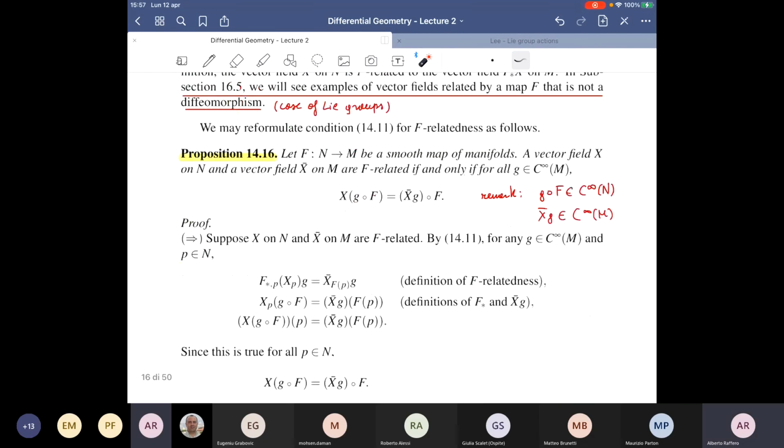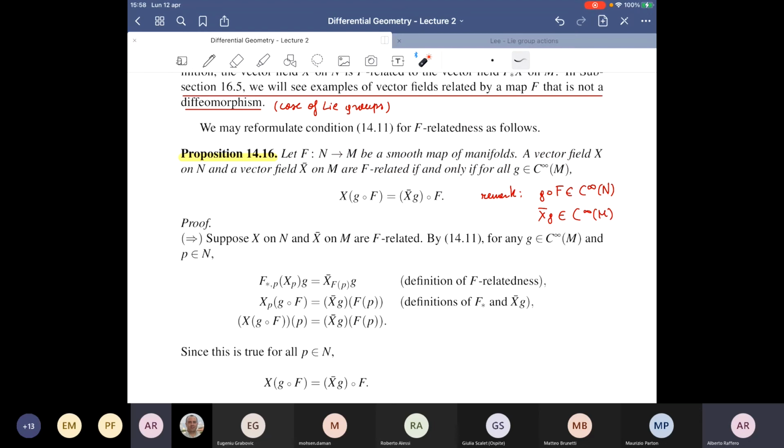Okay, so now we have a condition that allows us to relate F-related vector fields. In particular, if you have a smooth map between manifolds, then a vector field X on the first manifold and the vector field X-bar on the second manifold are F-related if and only if for every smooth function you take on the codomain, this following identity holds.